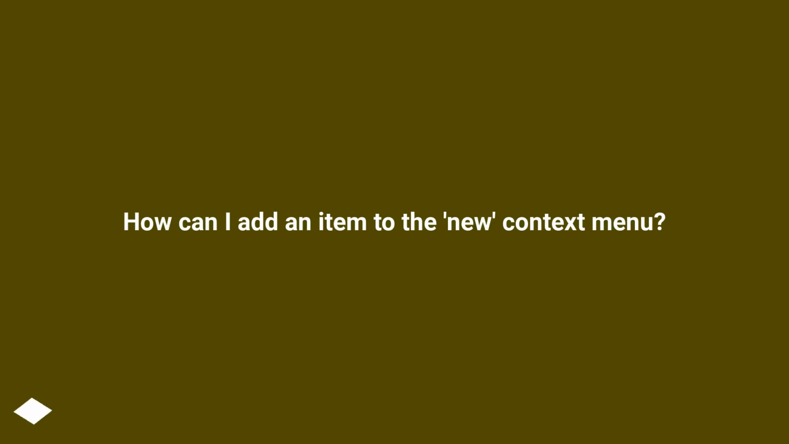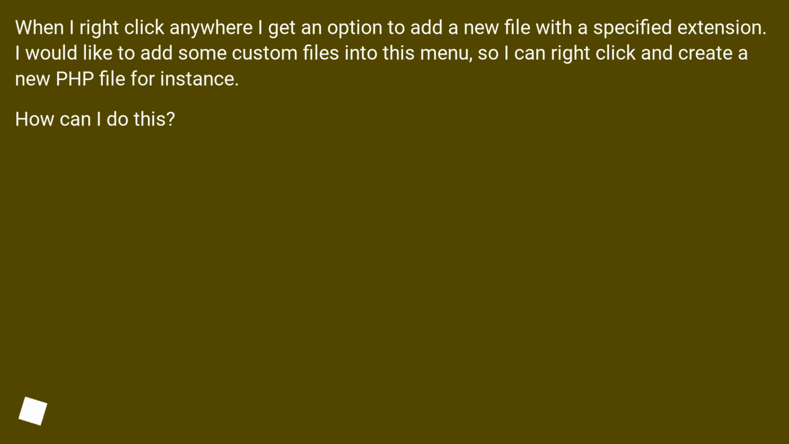How can I add an item to the new context menu? When I right-click anywhere, I get an option to add a new file with a specified extension. I would like to add some custom files into this menu, so I can right-click and create a new PHP file, for instance. How can I do this?